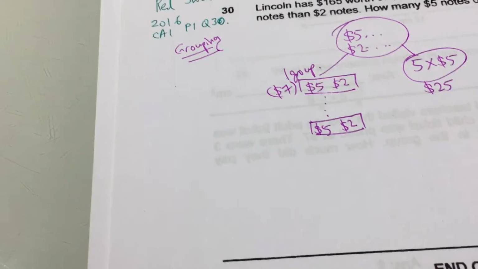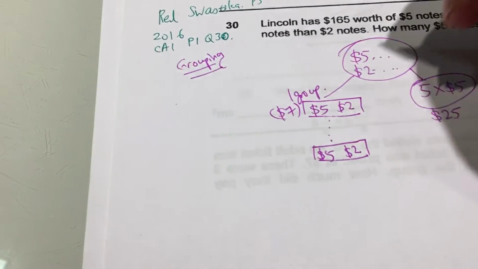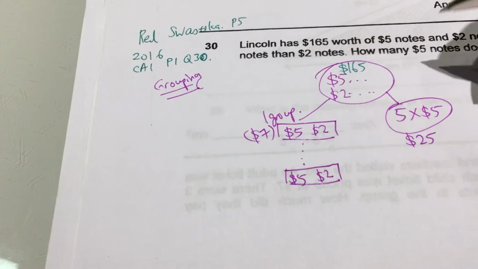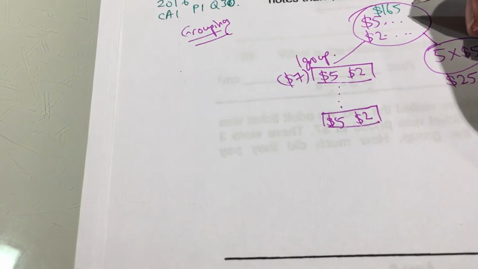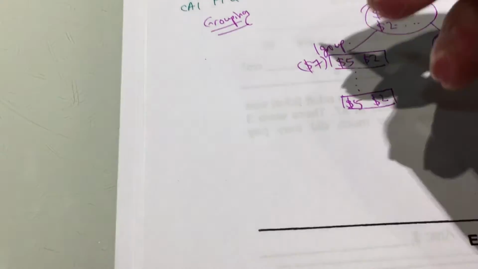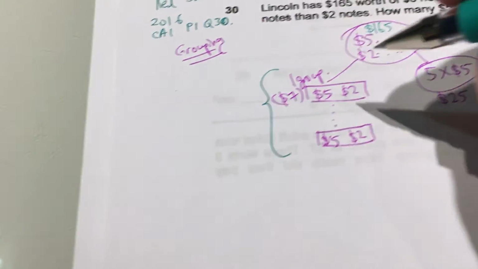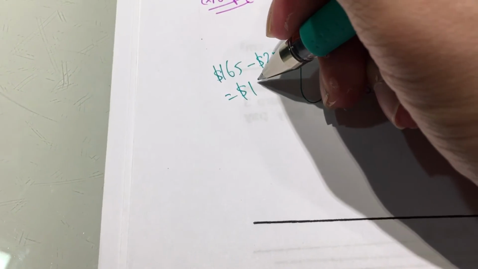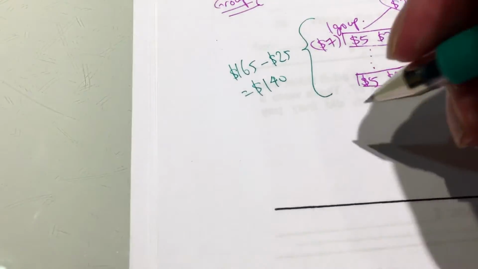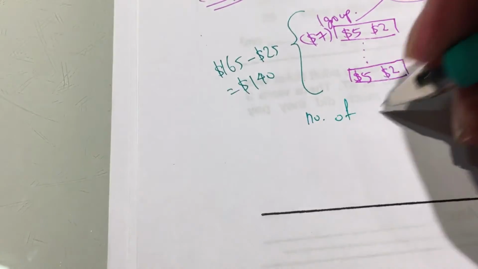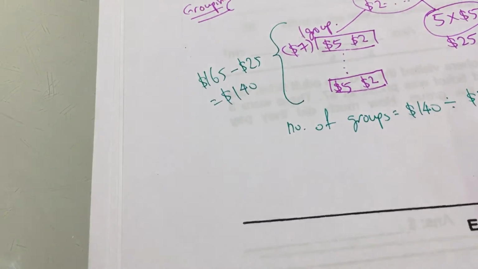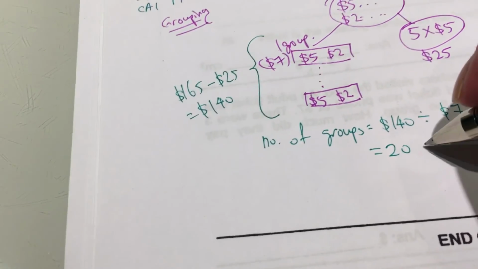So now, since the entire group of $5 notes and $2 notes is $165, and we know that in this group is 165 minus $25, which is $140. So the number of groups is equal to $140 divided by $7 per group, and we have 20 groups.